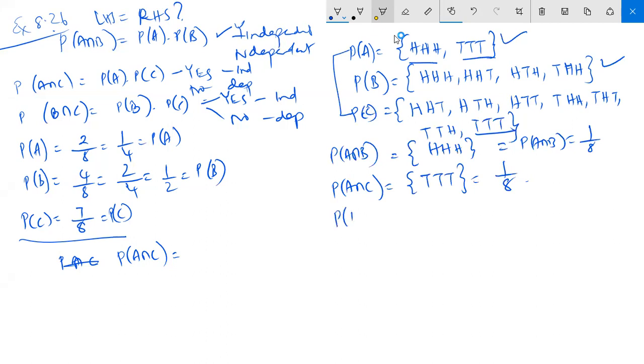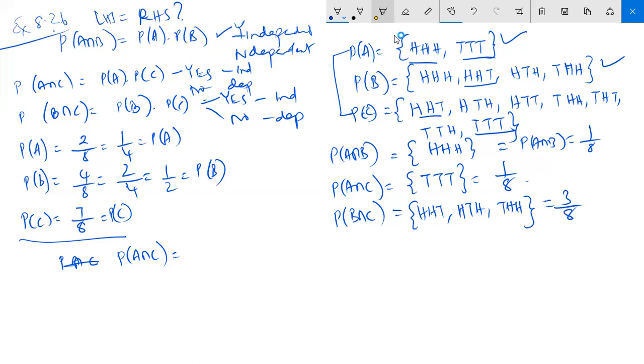Then now P of B intersection C. What is there? HHT is there. HTH is there. THH is there. That's all. Okay, so that is equal to 3 by 8.